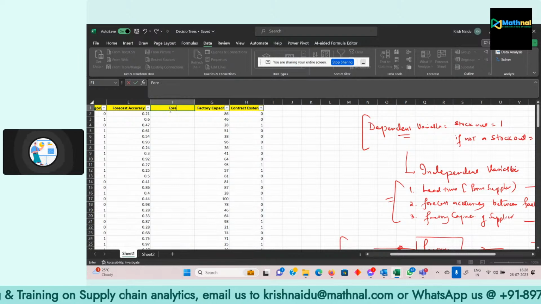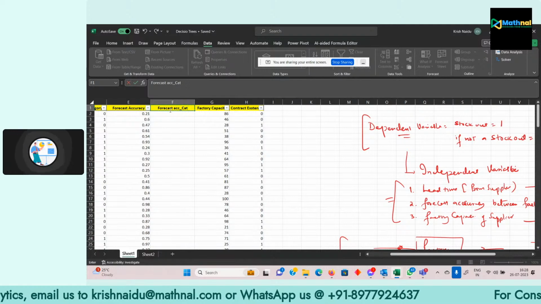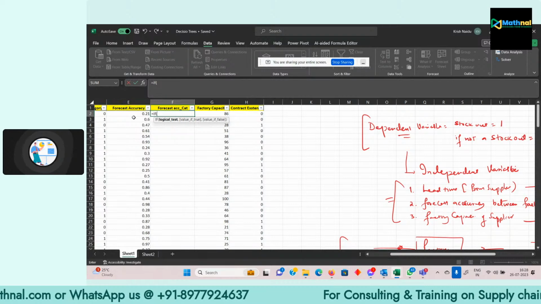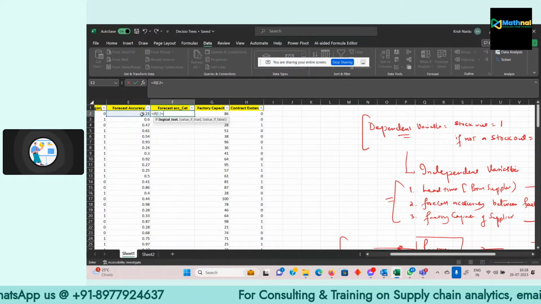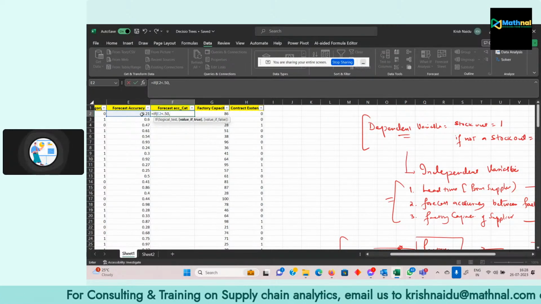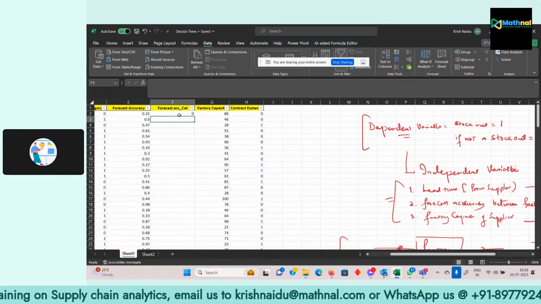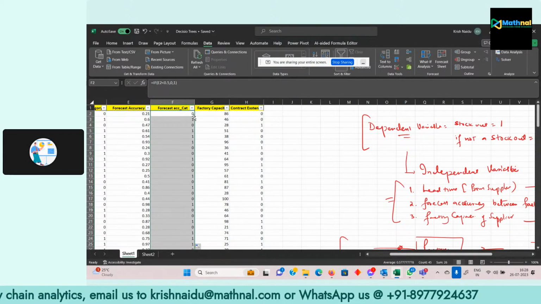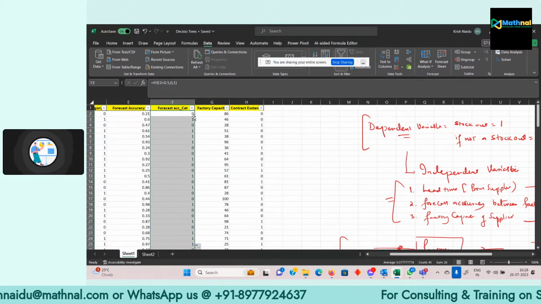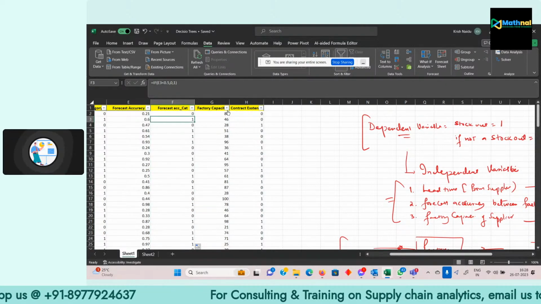So again, I'll convert this into a category. Forecast accuracy category. Here I'm going to use a formula, equal to IF this is less than, let's say, 50%, I'll put 0, or else 1. So less than 50% is very low accuracy, and if it is more than 50% it is high accuracy. So what is 1? High accuracy. What is 0? Low accuracy.